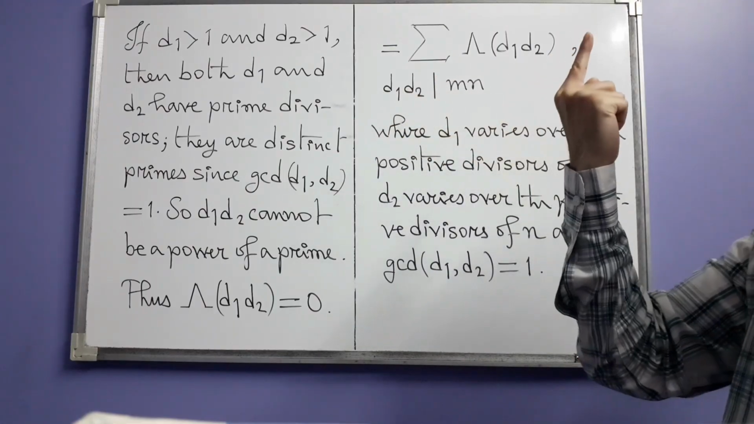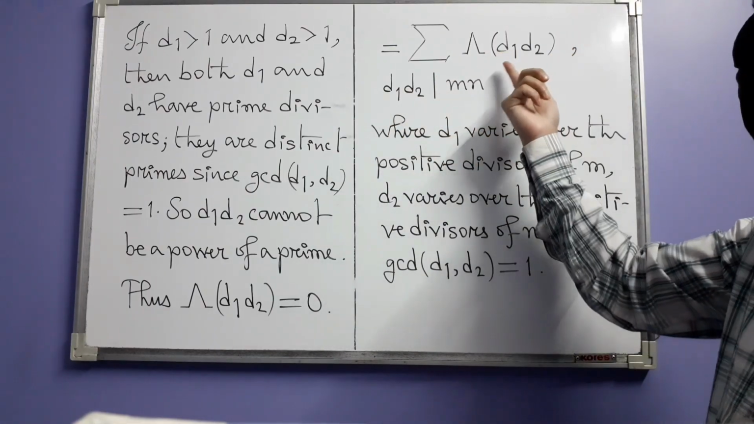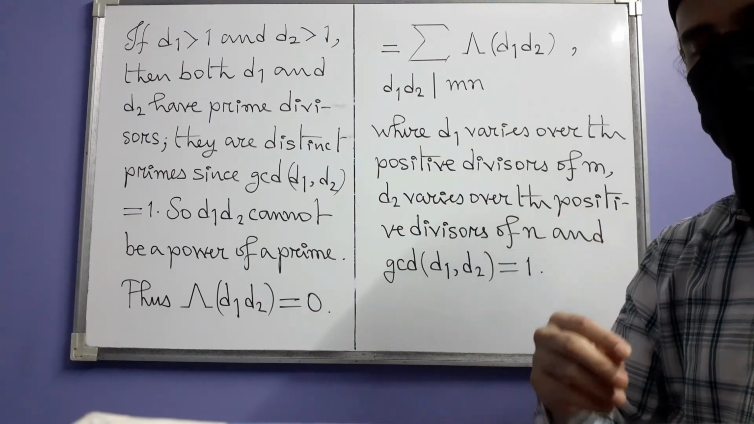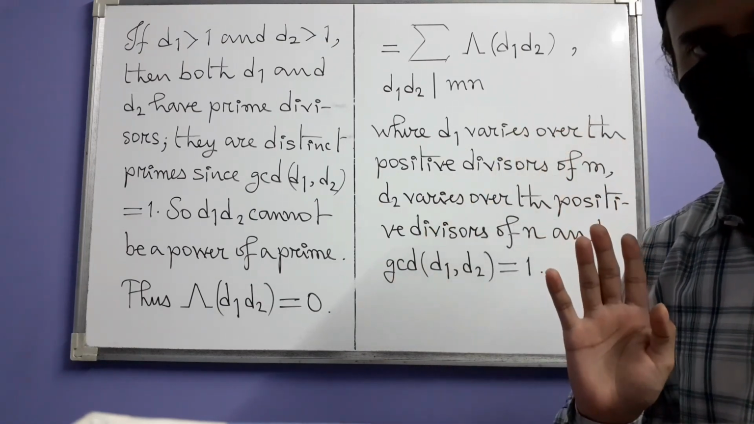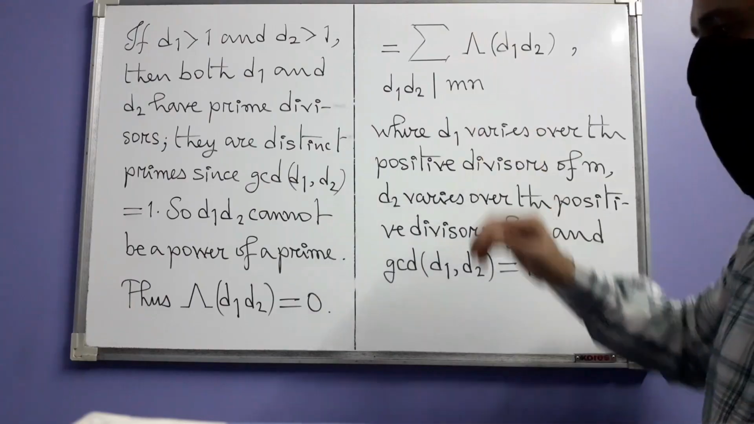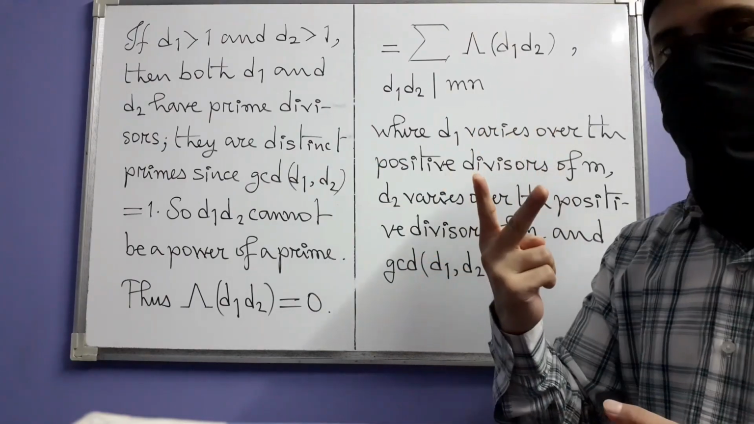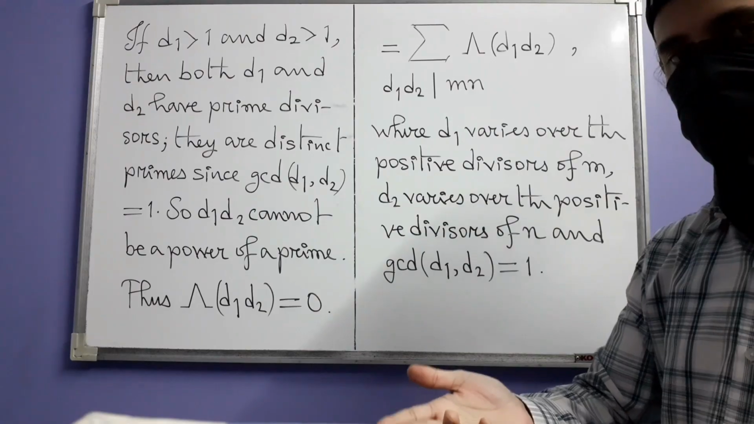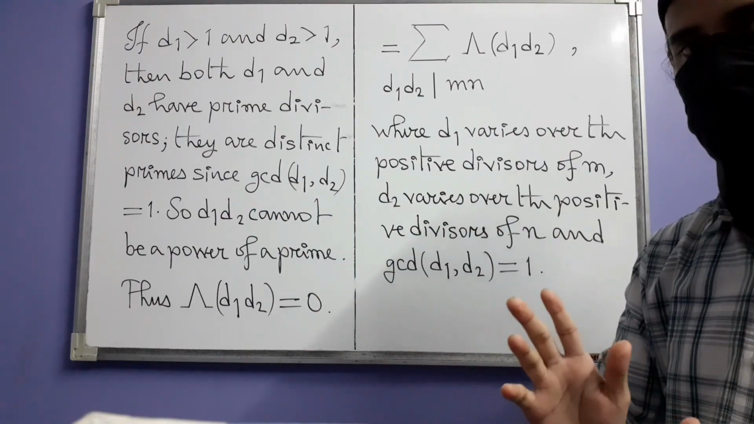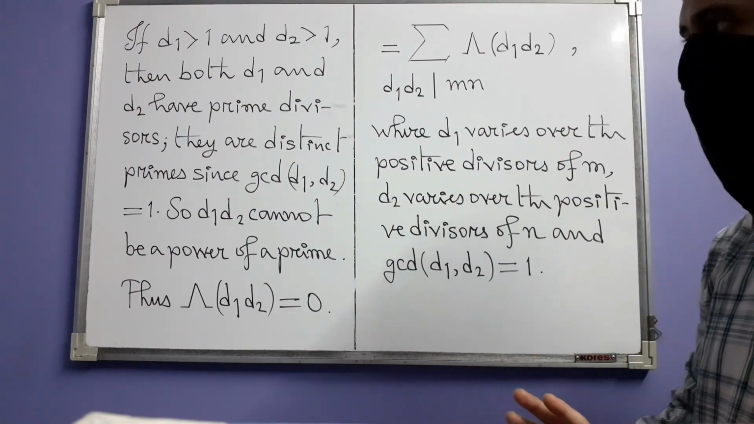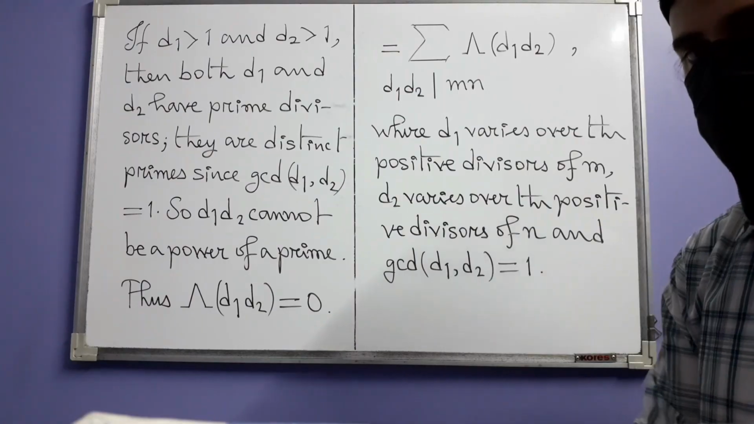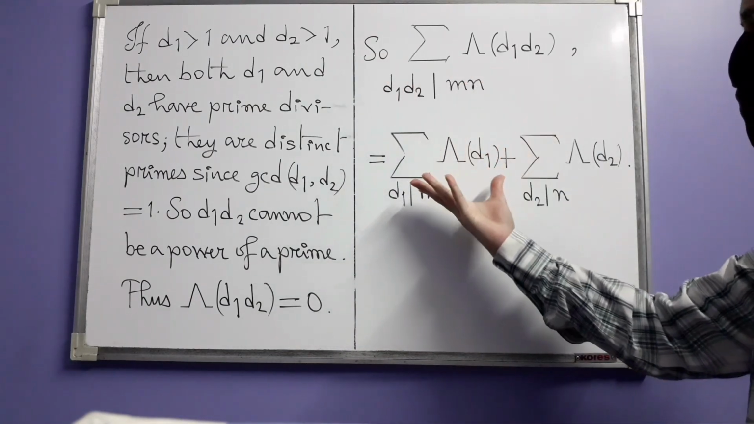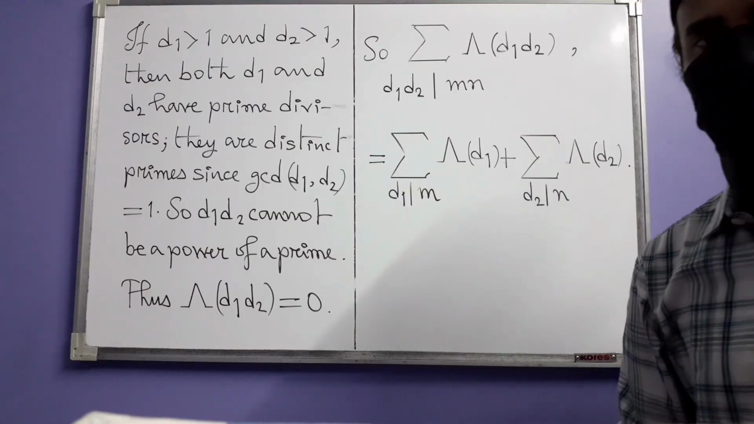However, in that single case where both of them are 1, d1 d2 is just 1. And if you go back to the definition of lambda, lambda of 1 is equal to 0. So that can also be neglected. That means this sum will now reduce to two sums. In one of them, d1 is equal to 1 and in the other, d2 is equal to 1. And from there, then we can say something. So this sum reduces to these two sums.